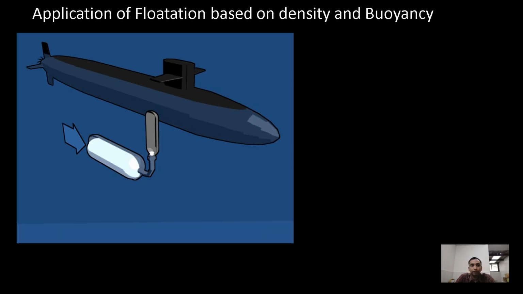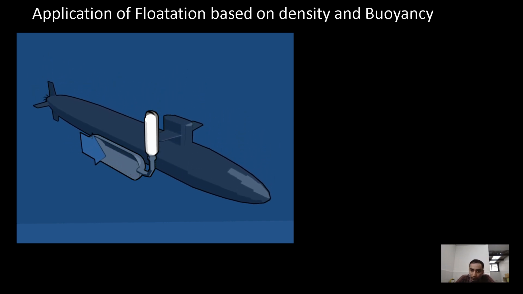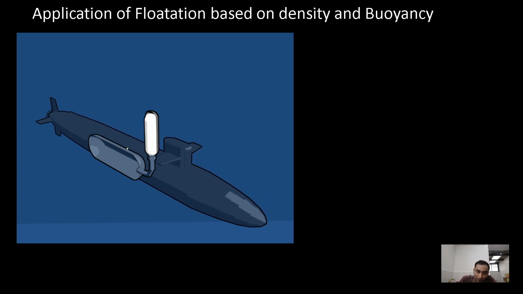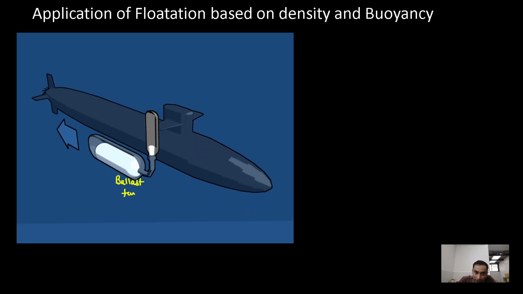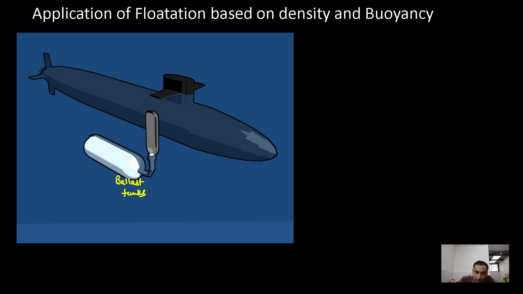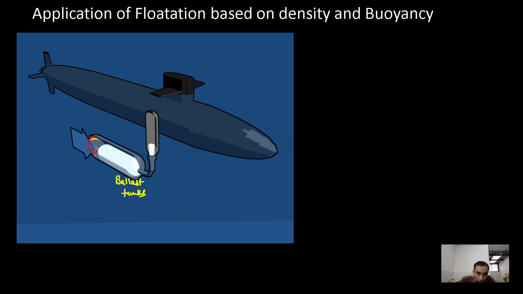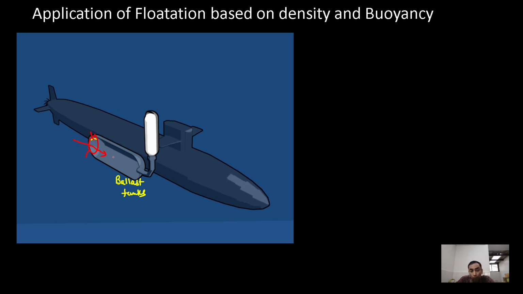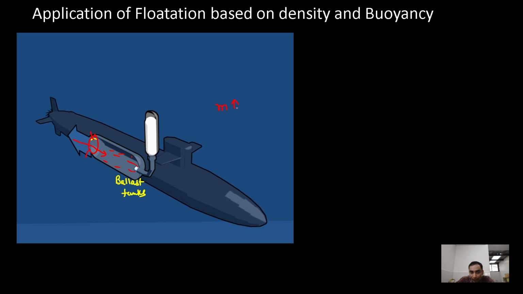Okay, now let's take some applications of the flotation on the basis of the density and upthrust. So over here we can see a submarine, and this is the ballastic tanks or ballast tanks. Now these ballast tanks, they have their special doors. This is the door, and if we open up the door, then the water starts flowing in. If the water starts flowing inside the ballastic tanks, the mass of the submarine increases.